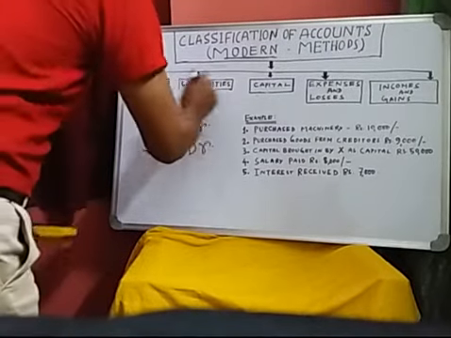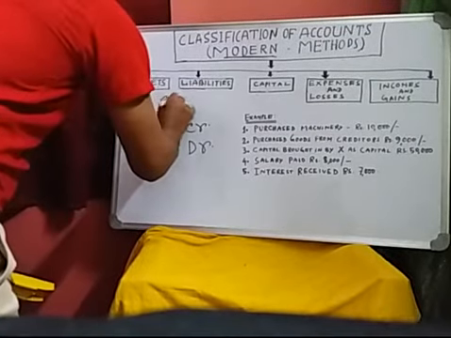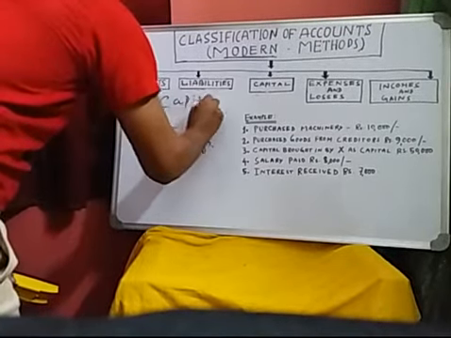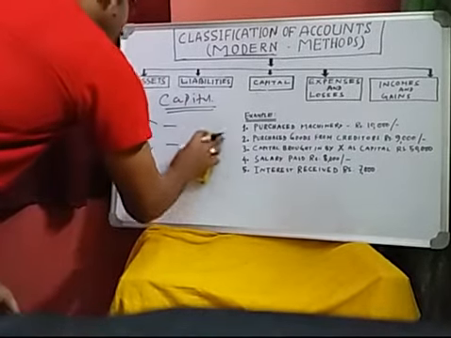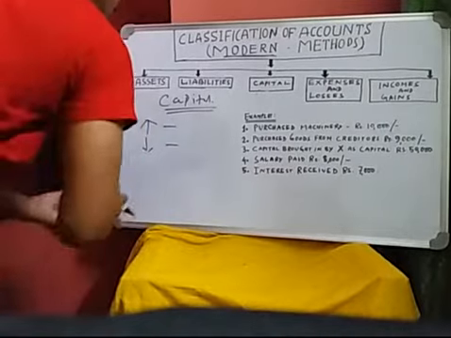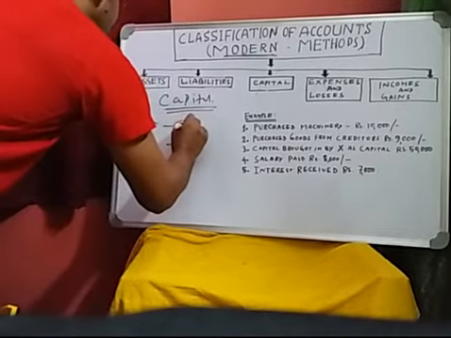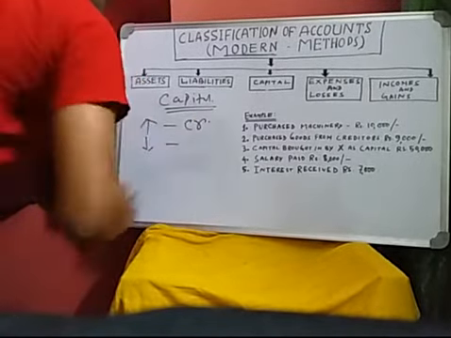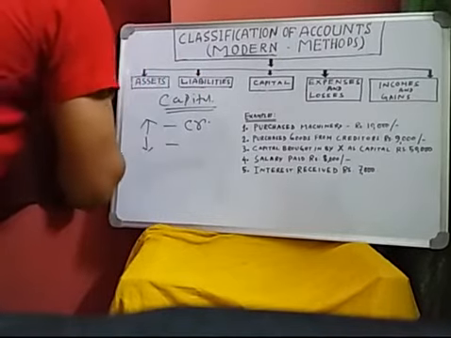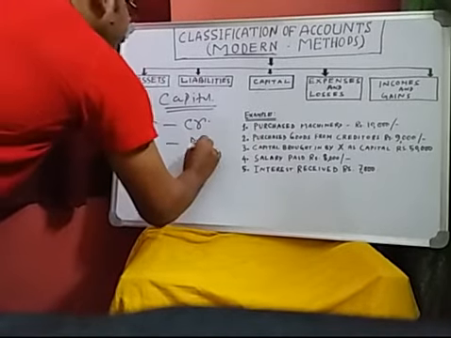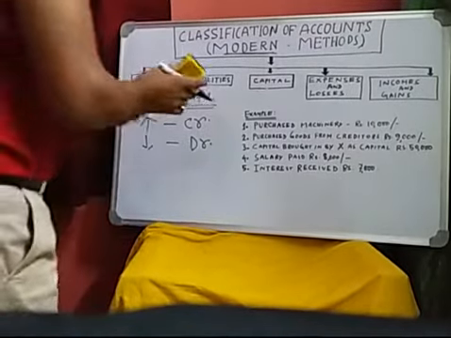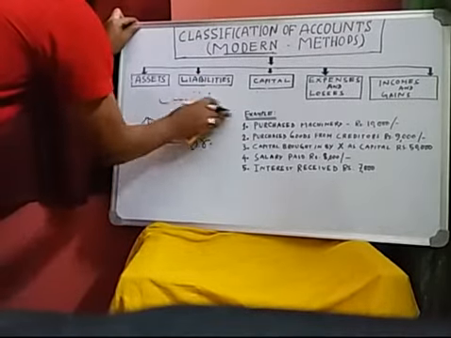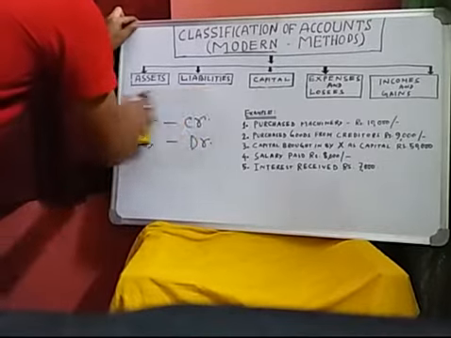And the next one is capital. Third one is capital. In the case of capital, when the capital increases, it will be credit, and when the value of capital reduces, it will be debit. Clear?